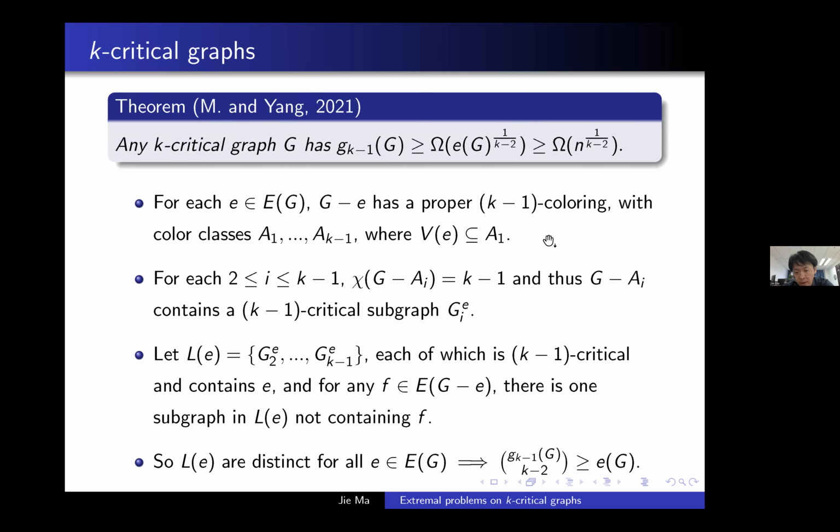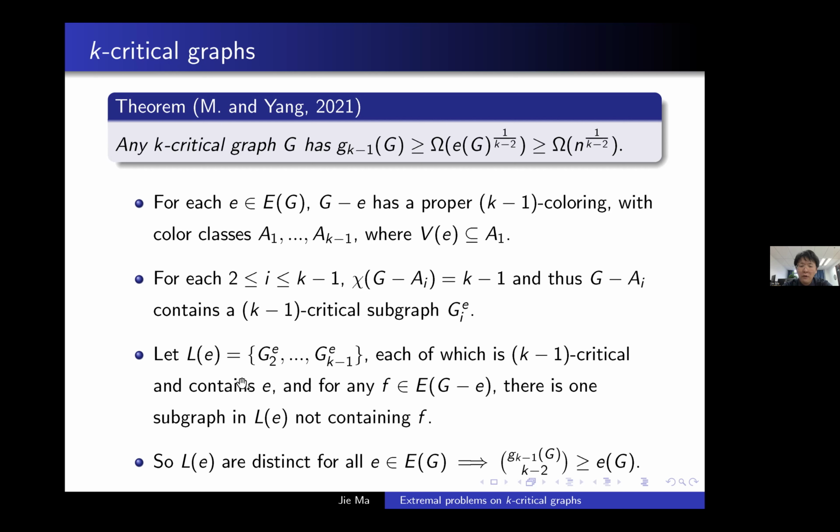G minus E will have a proper (k-1)-coloring, so it has k-1 color classes. Let's assume the two vertices of E are in A1. Then when we delete, say, A2, G minus A2 still has chromatic number k-1. So G minus A2 will contain a (k-1)-critical subgraph, and this subgraph is defined from the edge E. So let's call it G_E.